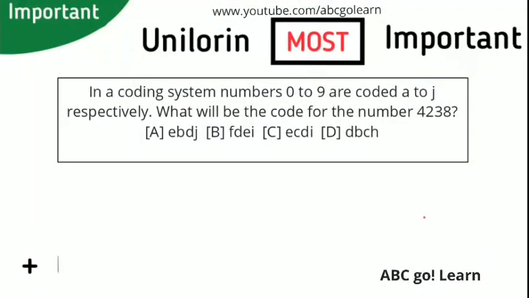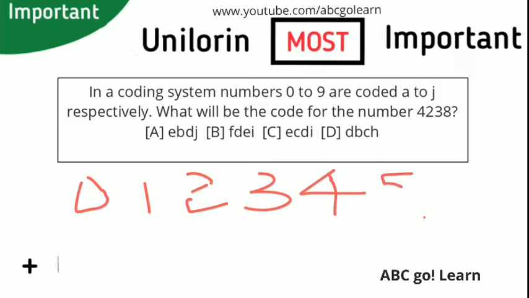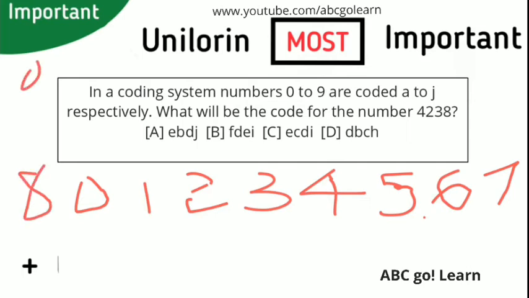Question number 17. In a coding system, numbers 0 to 9 are coded A to J respectively. What will be the code for the number 4238? This question is very simple. You just write out 0, 1, 2, 3, 4, 5, 6, 7, 8, and 9.